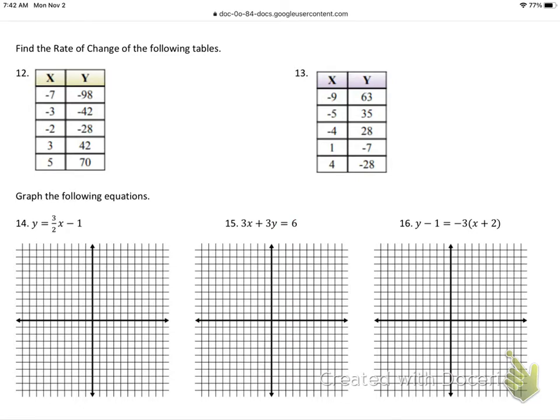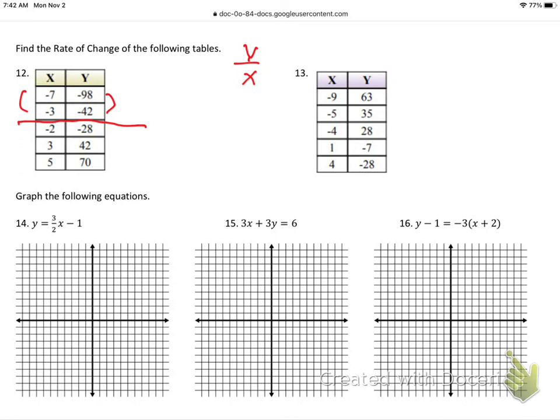So when I look at the rate of change, I'm really just looking at these first 2 points right here and finding out what happens between each one. So going from -7 to -3, and then going from -98 to 42. And remember, the rate of change is the y over the x, just like slope is the change in y over the change in the x.